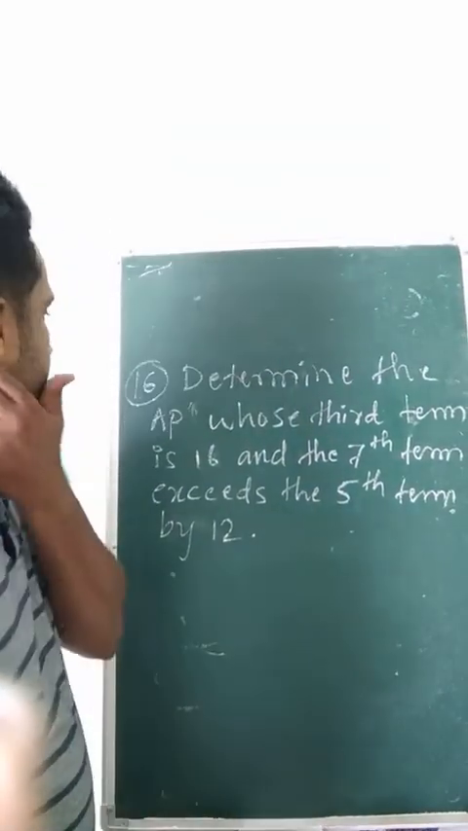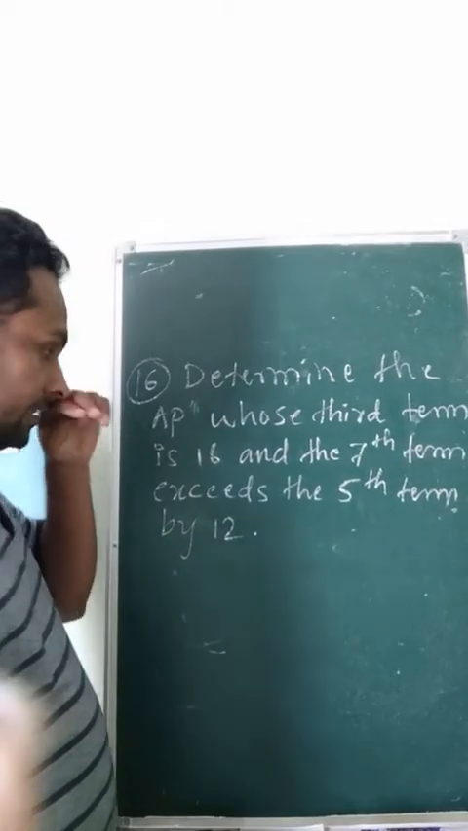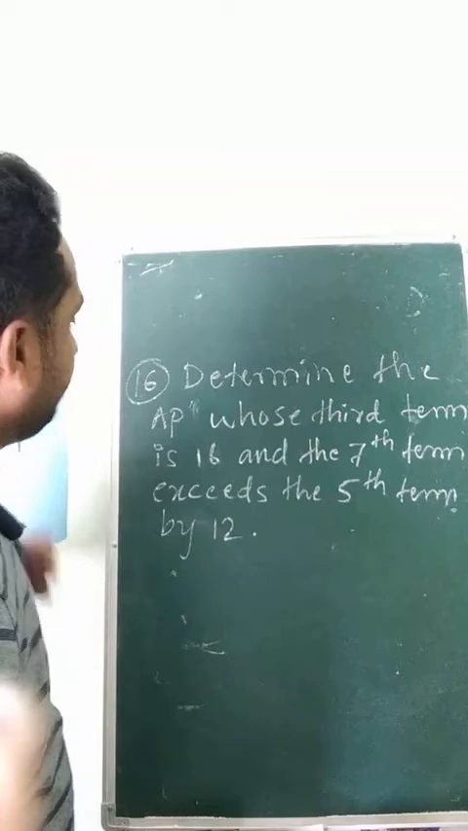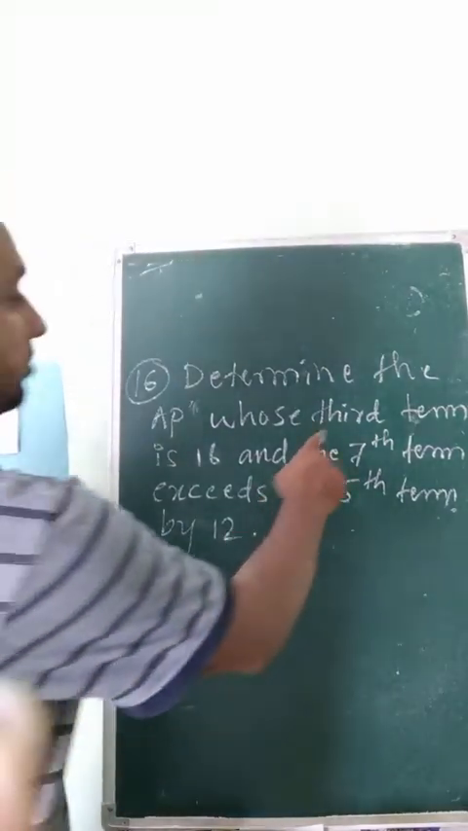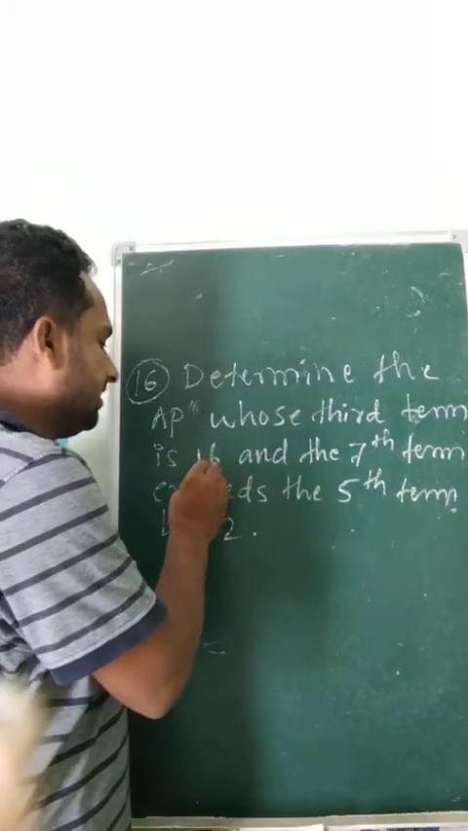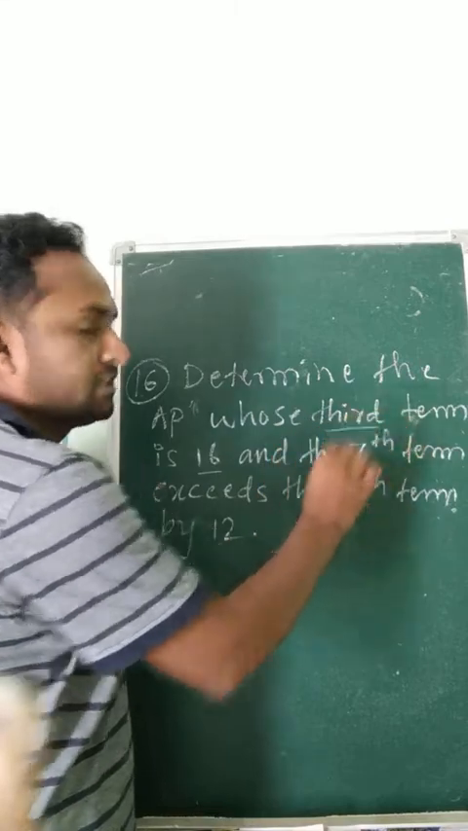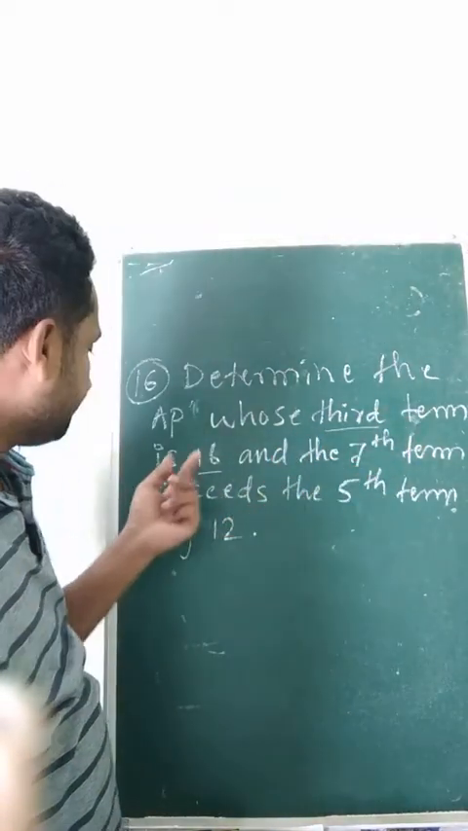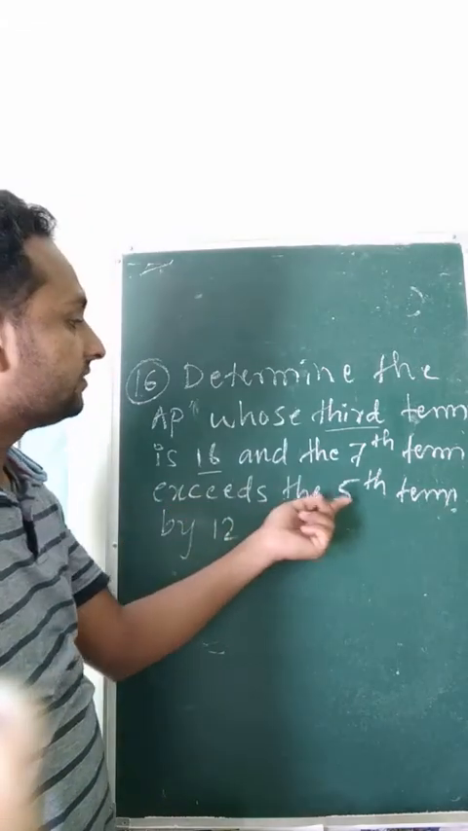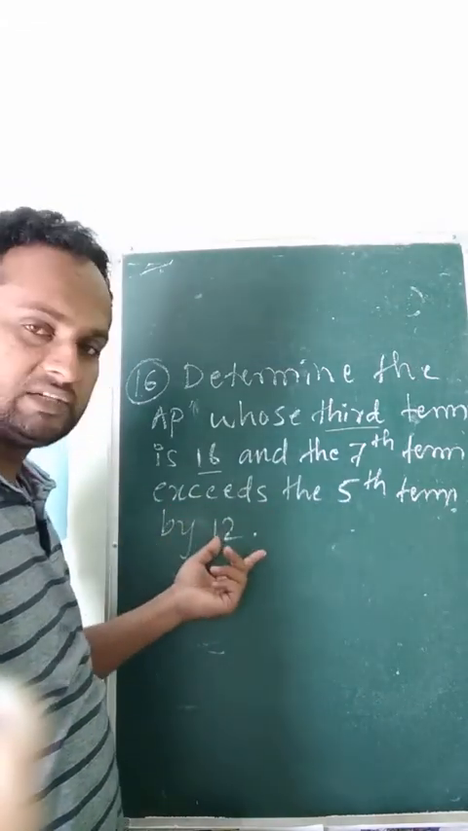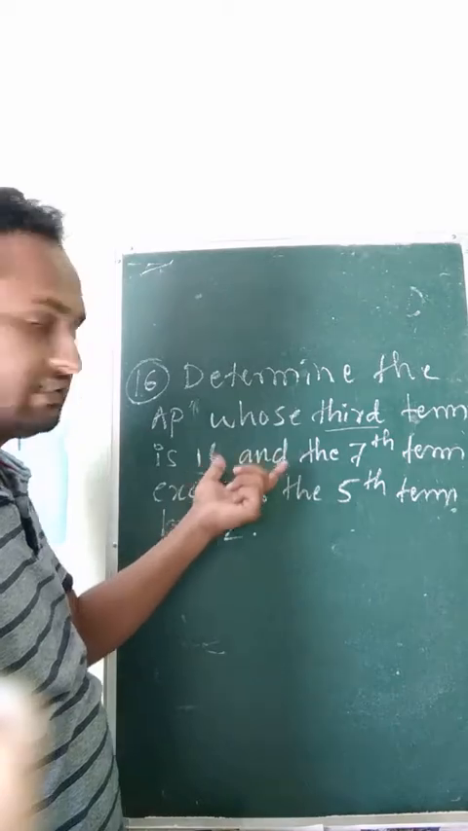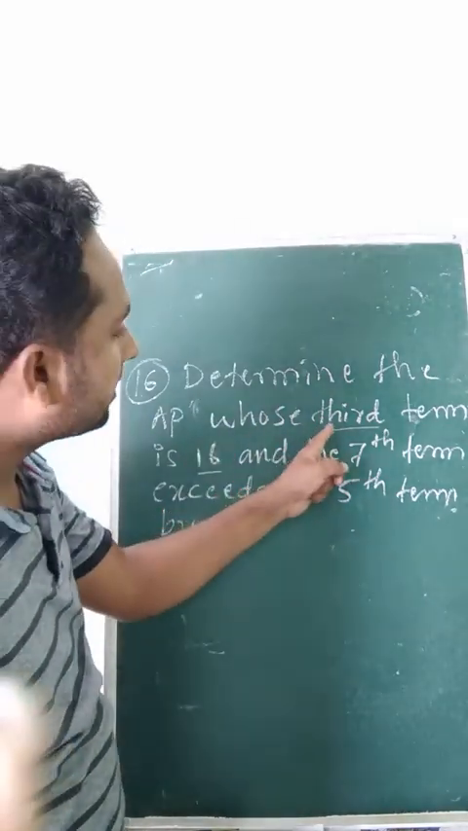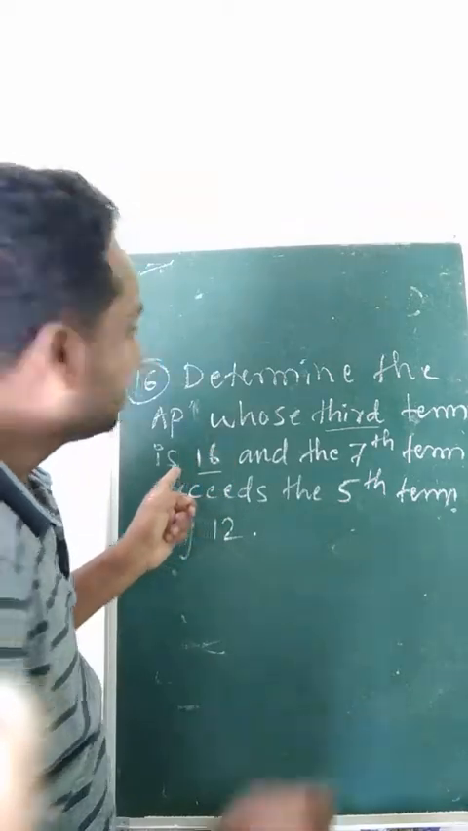See the children, second question, that is the 16th one. Determine the APs whose third term is 16, and the seventh term exceeds the fifth term by 12. Now we know that already, such examples you solved in the previous class. Now they given here, third term is 16.